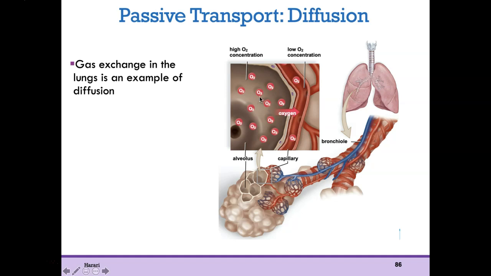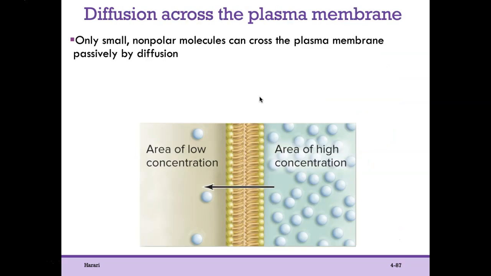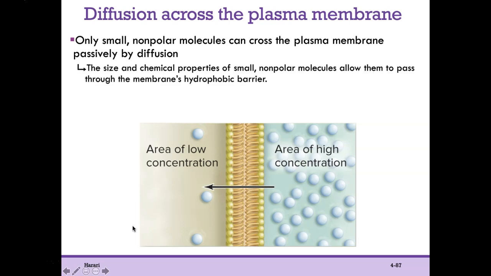And oxygen gas is nonpolar and can easily cross the membrane. Only small nonpolar molecules can cross the plasma membrane passively. Oxygen, we said, is small and nonpolar, so it can easily just cross passively by diffusion.